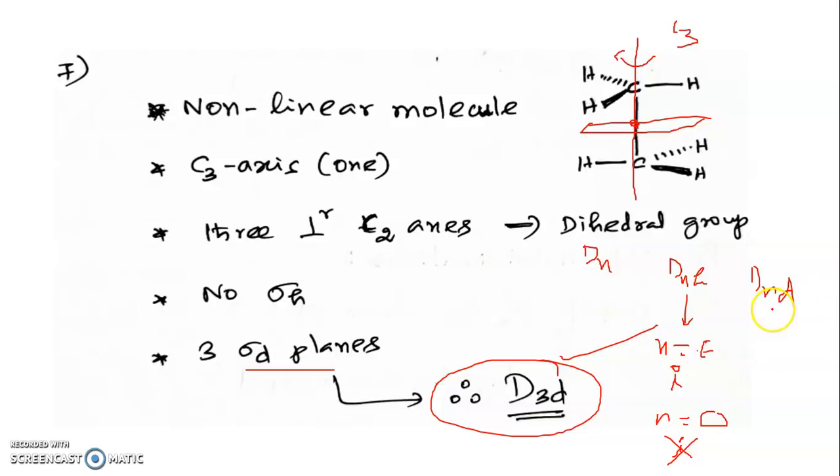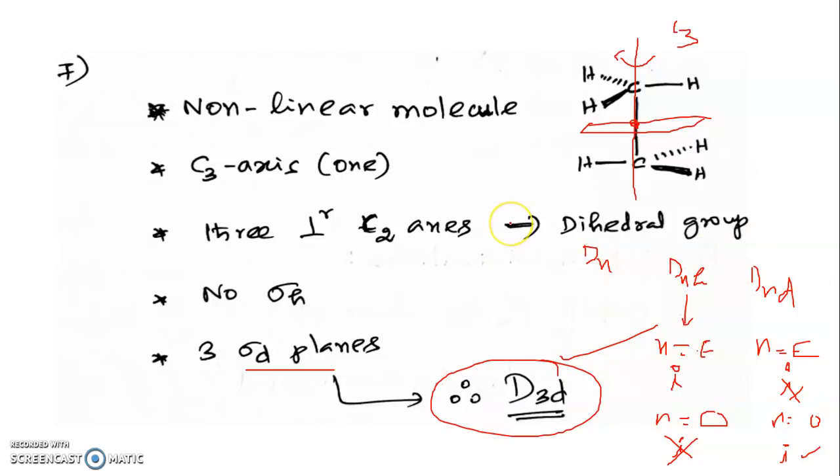Then in Dnd, if n is even, the center of symmetry will be absent. No center of symmetry when n is even. Whereas when n is an odd number, the molecule possesses a center of symmetry. For example, D3d point group, 3 means n is an odd number, so in the D3d point group the molecule possesses a center of symmetry. For example, the chair form of cyclohexane contains a center of symmetry. So keep this information. This is very, very useful.